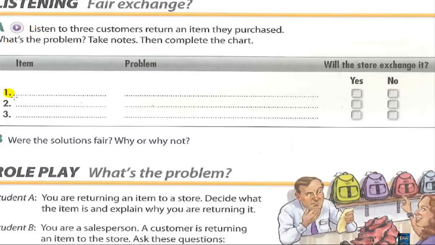1. Can I help you? Yes, I bought this briefcase here last week, but there's something wrong with the lock. I can't get it to close properly. Let me see. Yes, I see what you mean. The lock seems to be jammed or something. No problem. I'll get you another one.